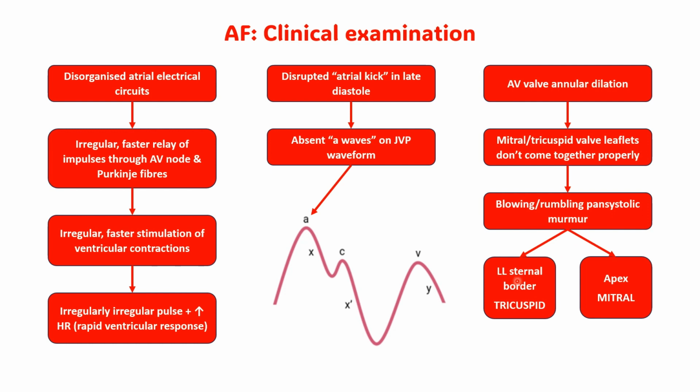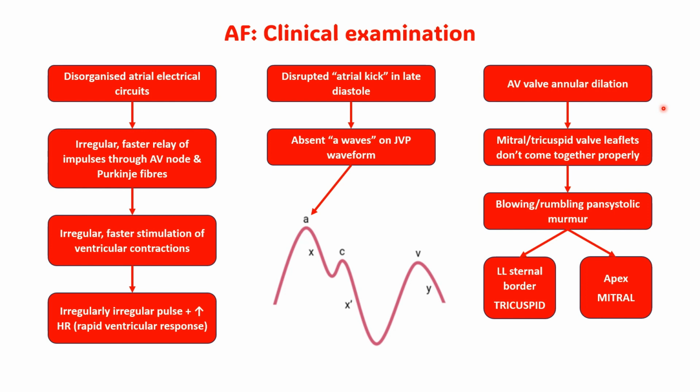And if it's at the left lower sternal border, it's related to the tricuspid valve. Or if it's at the apex, it's more related to the mitral valve. Okay, so peripherally, because when we do our general inspection, you want to think about the underlying cause, because you might find some examination features particularly related to the underlying cause. And I'm not going to go through all of them now, but it's important that you're aware of that.